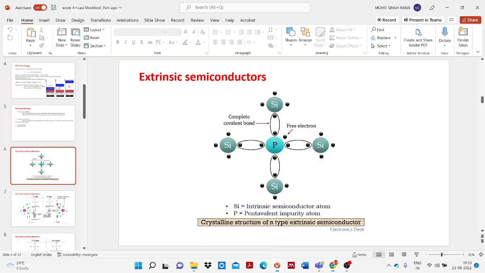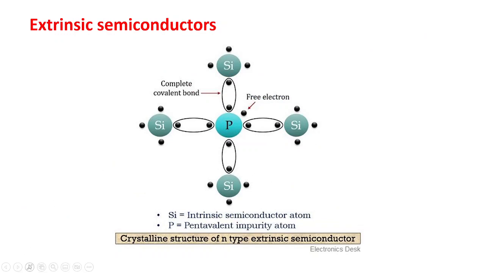But after making a covalent bond with 4 of the electrons, an extra electron is left over there. This is a free electron, and it makes the material an n-type material. So basically, to make a p-type or n-type material, the valency of this element should be higher than that of our intrinsic pure semiconductor.